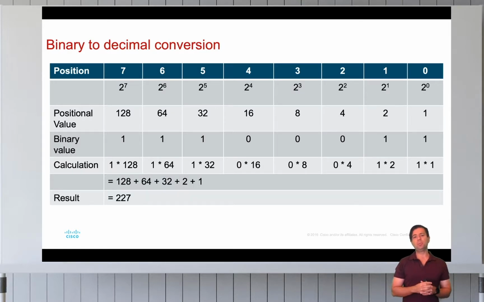Then similar to what we did for decimal, we count everything up. So 128 plus 64 plus 32 plus 2 plus 1. And that gives you a result in decimal of 227. So in other words, the binary bit string of 11100011 in decimal is equivalent to the value 227.